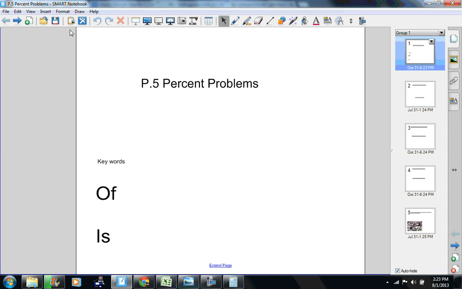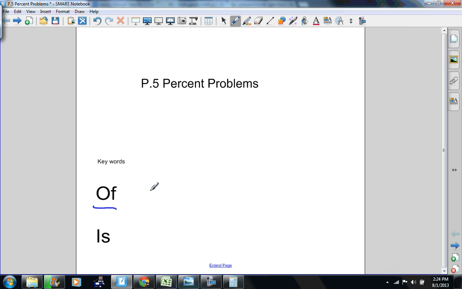So in the problems that we're dealing with today, the key words that we always have to be identifying, and we might have talked about this already this year, but "of" in mathematics means multiplication, and "is" in mathematics means equal to. So in the sentence, the first thing we always want to do is underline the keywords "of" and "is," and then create a mathematical sentence out of that.